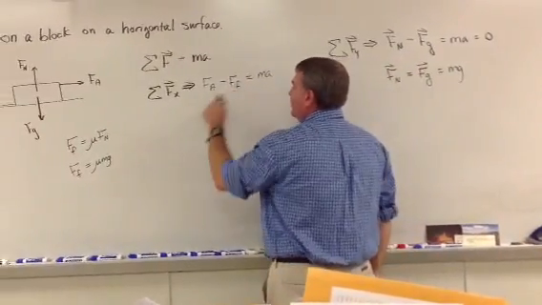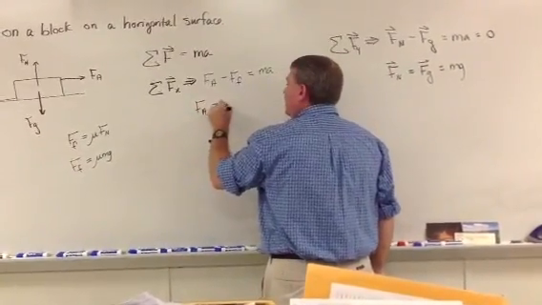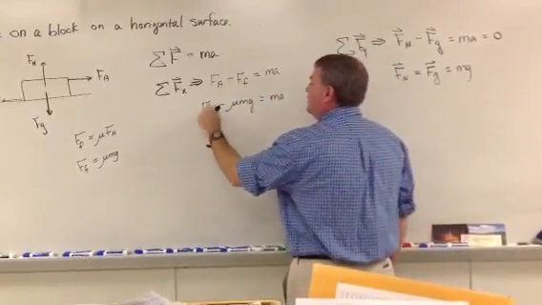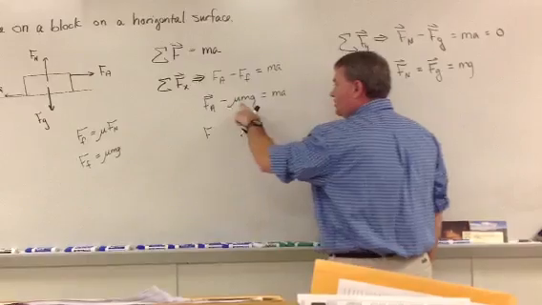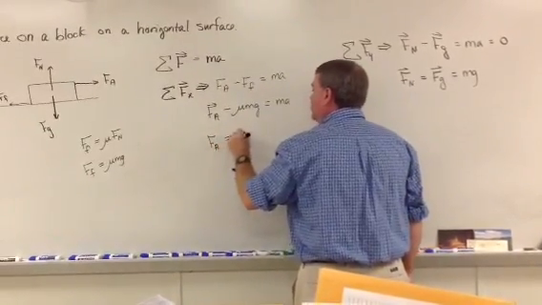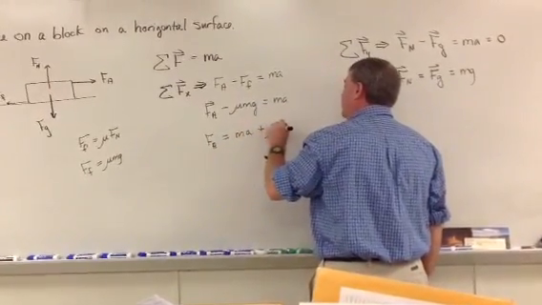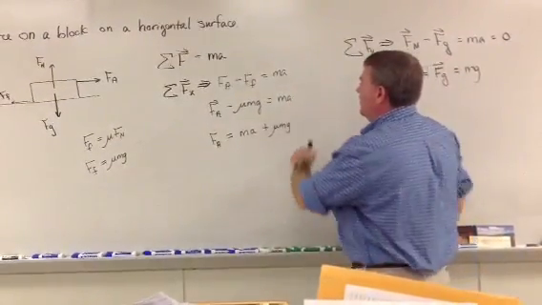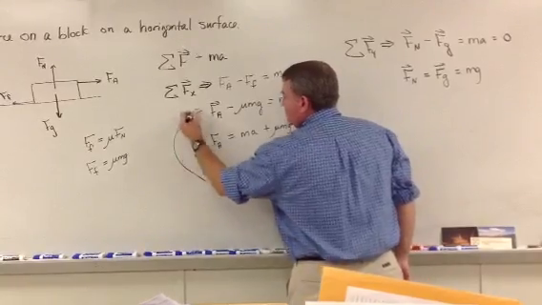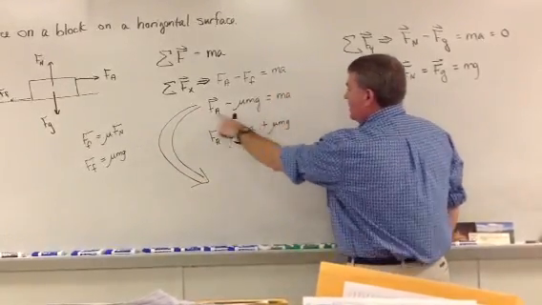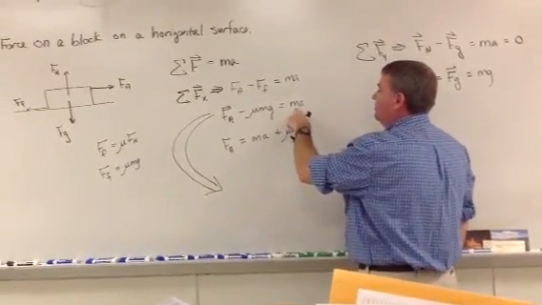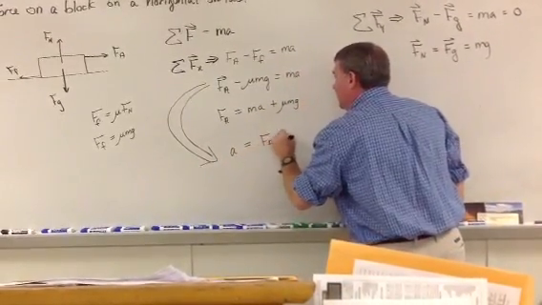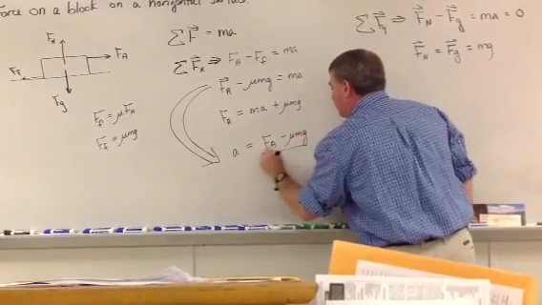Okay, so we plug that into here. So force applied minus mu mg equals ma. If we're solving for the applied force, we add this to the other side. Force applied is equal to ma plus mu mg. And if you're solving for acceleration, then you take this, go from here, solve for acceleration, divide everything through by mass, and the acceleration is going to be equal to force applied minus mu mg divided by mass.